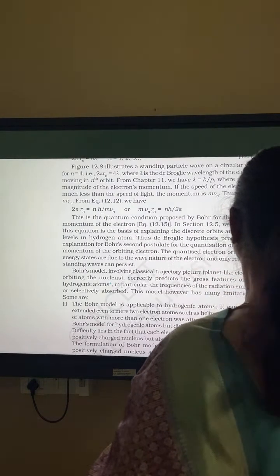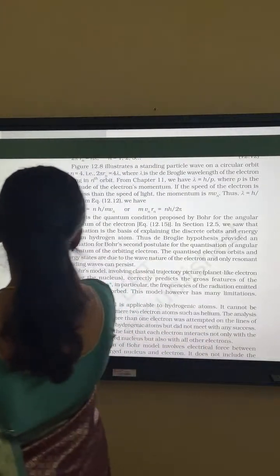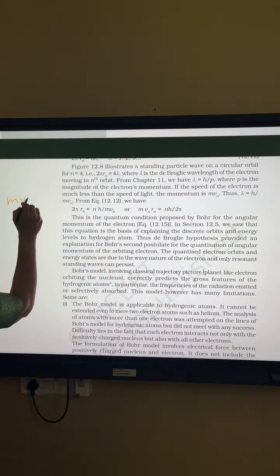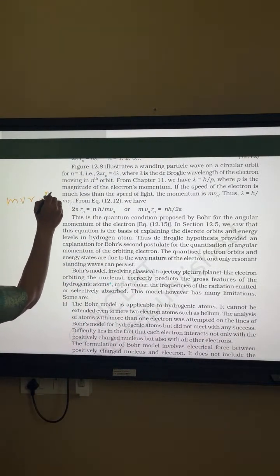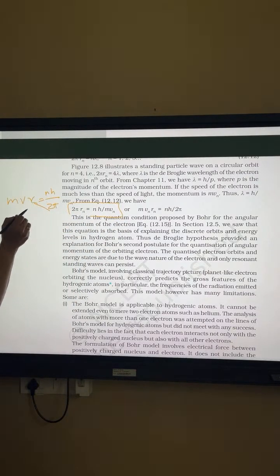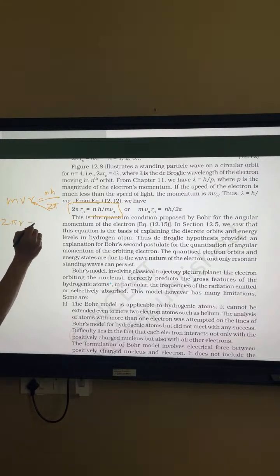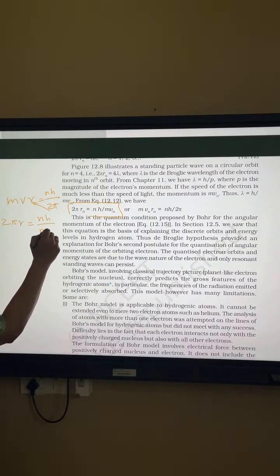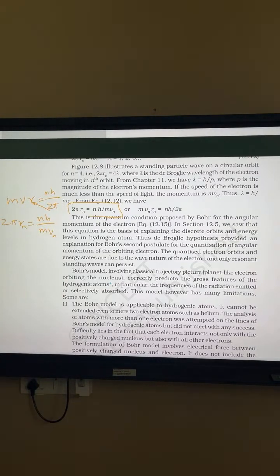See, for example, I told you the second postulate, right? mvr is equal to nh by 2 pi. This thing they have shuffled, like mvr is equal to nh by 2 pi, for the nth orbit, they have suggested r n and v n. Clear? Okay.